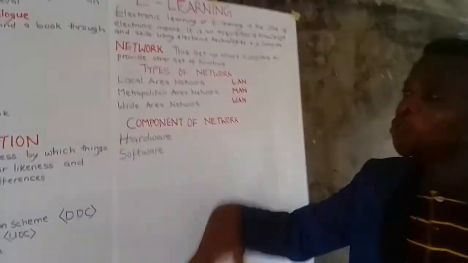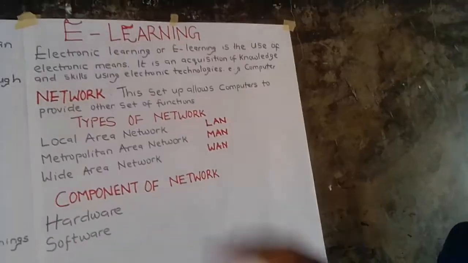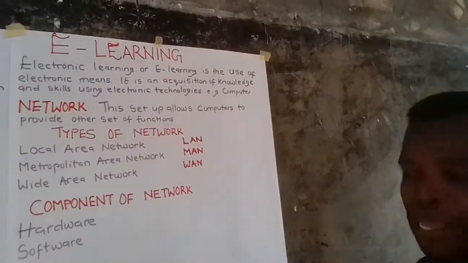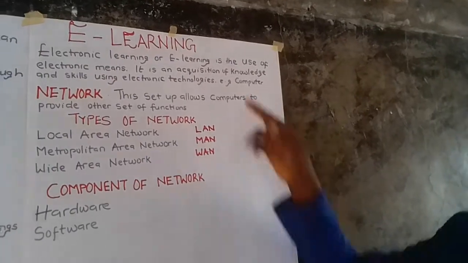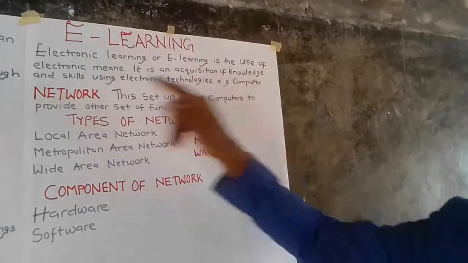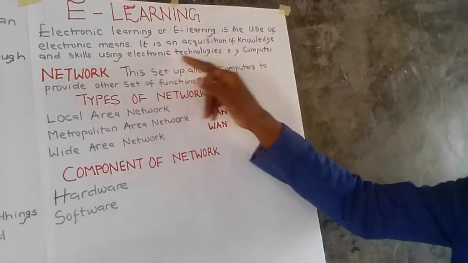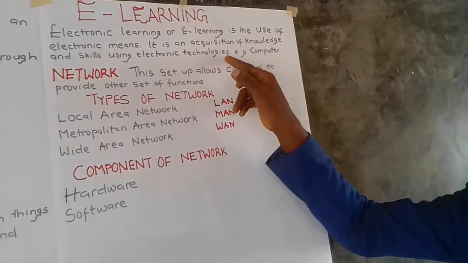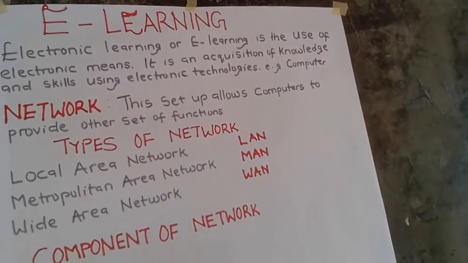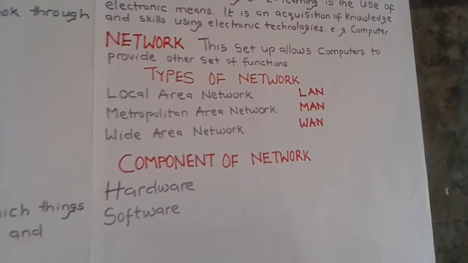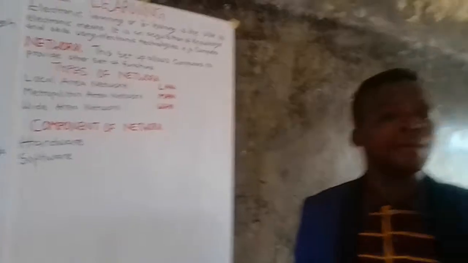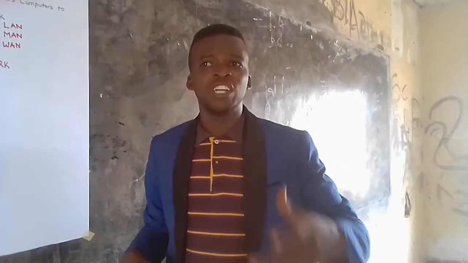Lastly, we quickly go to this important aspect of library, e-learning, electronic learning. You can learn through the electronic. E-learning is the use of electronic means. It is an acquisition of knowledge and skill using electronic technologies. When you are learning through the computer, when you are learning through the internet, when you are learning through your handset, when you are learning through your Google, it is called e-learning. Any learning that involves the use of computer technologies is e-learning.